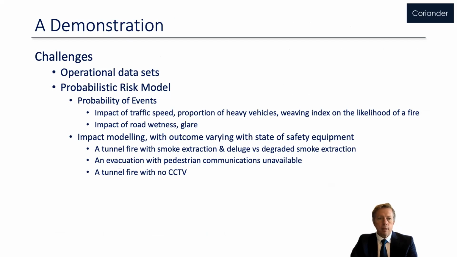So the next step was to try and develop a demonstration that took some operational data sets and build up a probabilistic risk model. So can we connect the impact of traffic speed and heavy vehicles, the weaving index and the like, with the probability of an adverse event occurring? And then similarly, can we build out our models to show what's the relationship between the state of safety equipment and the impact of a major event? When I say those quickly now, they sound like they should be easy to do, but it's not a minor task.